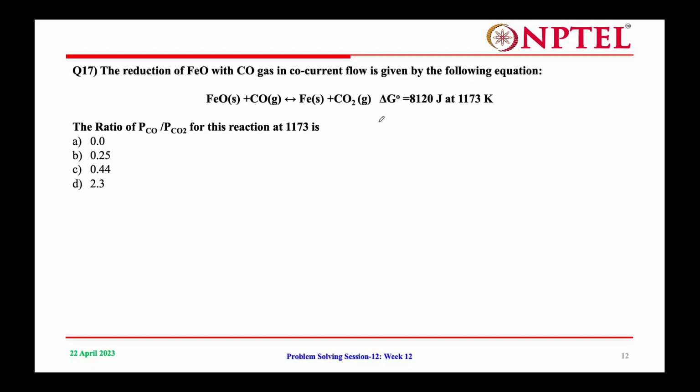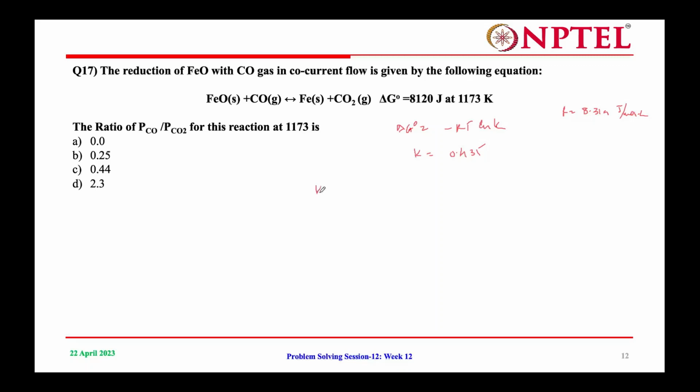So in this equation, delta G and temperature are given, so we can calculate the equilibrium constant using this equation: delta G is equal to minus RT ln K. Delta G is given, R is the gas constant, 8.314 joule per mole Kelvin. So you get the K value here. K is equal to 0.435. Now the equilibrium constant is related to the fugacity of the components.